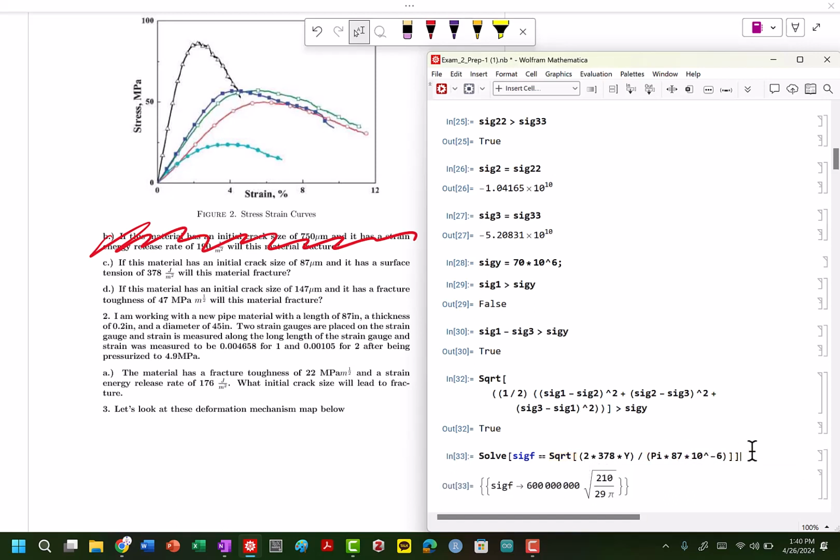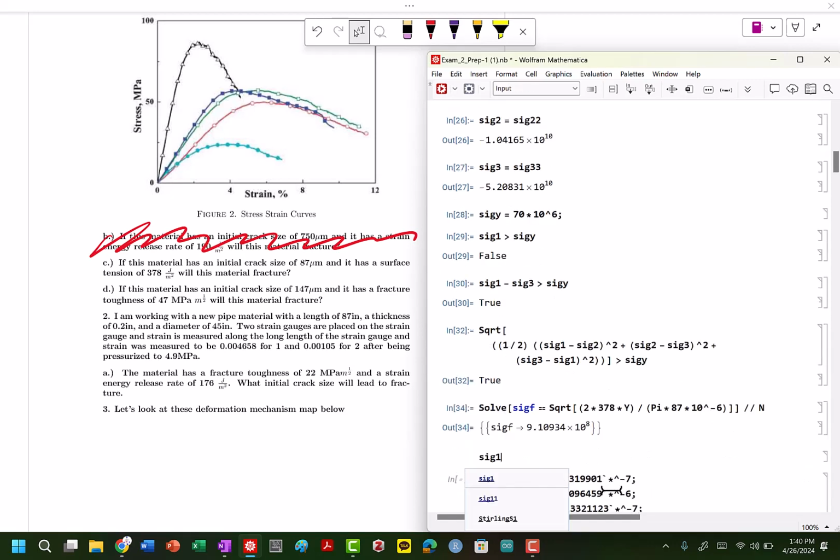So let's solve this numerically. We see that's our value here, and our value that's applied is such. So this is the stress required to fracture it. The applied stress is not larger than this, so no, it will not fracture.